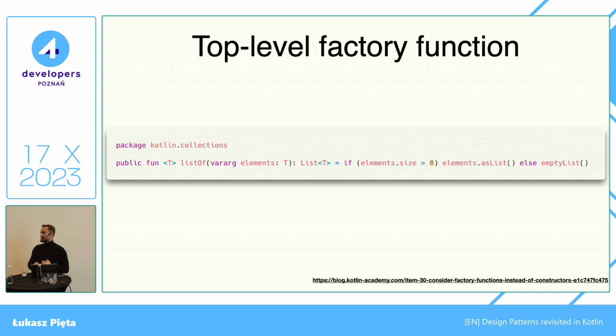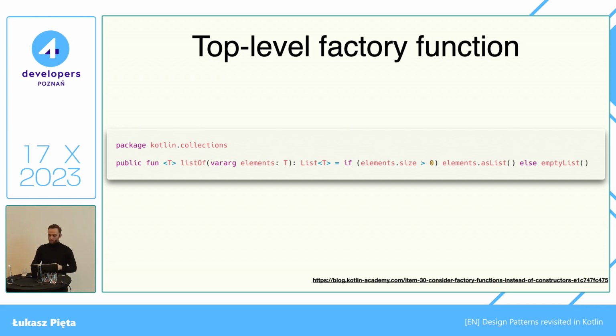Top-level factory functions are probably one of the most used because they are just public functions. Here is an example from Kotlin collections. List of, map of, set of, they are used very commonly, right? So they are just functions that create instances of objects.